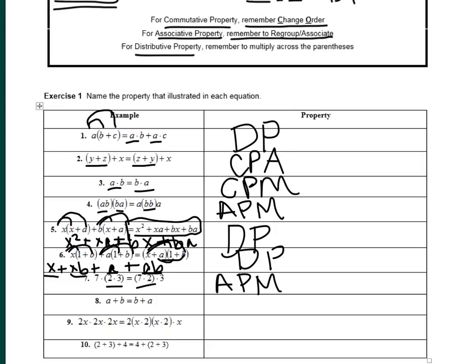In number 8, a plus b equals b plus a. You're probably filling that in already without me telling you. The order changed around addition, so it's commutative property of addition.